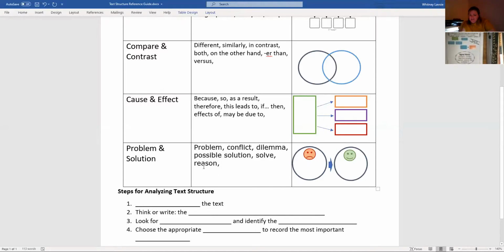Careful with this word reason though, because that could show up in cause and effect too. You'll see, we'll talk about that in a minute. But sometimes these little signal words will show up in other text structures. So you don't want to only rely on just one signal word. You have to look at the whole picture to figure out what the text structure is.